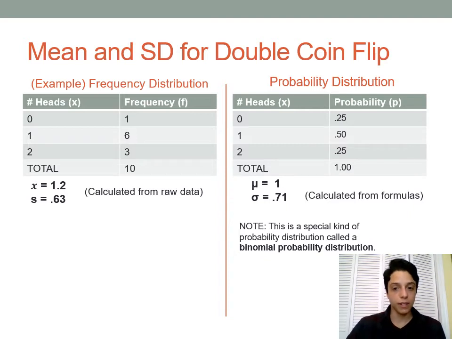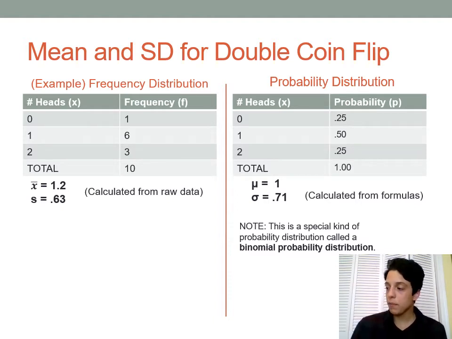And the point of all this is that with this frequency distribution that you've created, you can calculate a mean and standard deviation. So in the example I have up here, if you have 1 zero, 6 ones, and 3 twos, you can add those all together and get a mean of 1.2. So the average number of heads in this example frequency distribution was 1.2. You can also calculate a standard deviation for those values, and if you do that, you get 0.63.